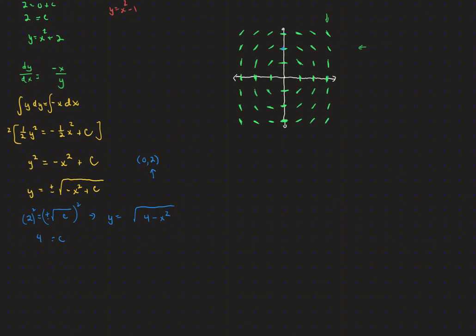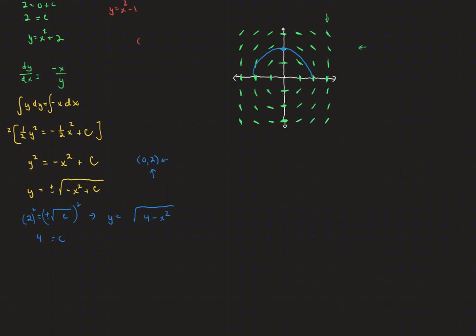So visually on our slope field, our initial condition is at (0, 2). So we can see this is going to be some kind of a top half of a circle. It's a semicircle, and it's going to be the top half based on our initial condition.